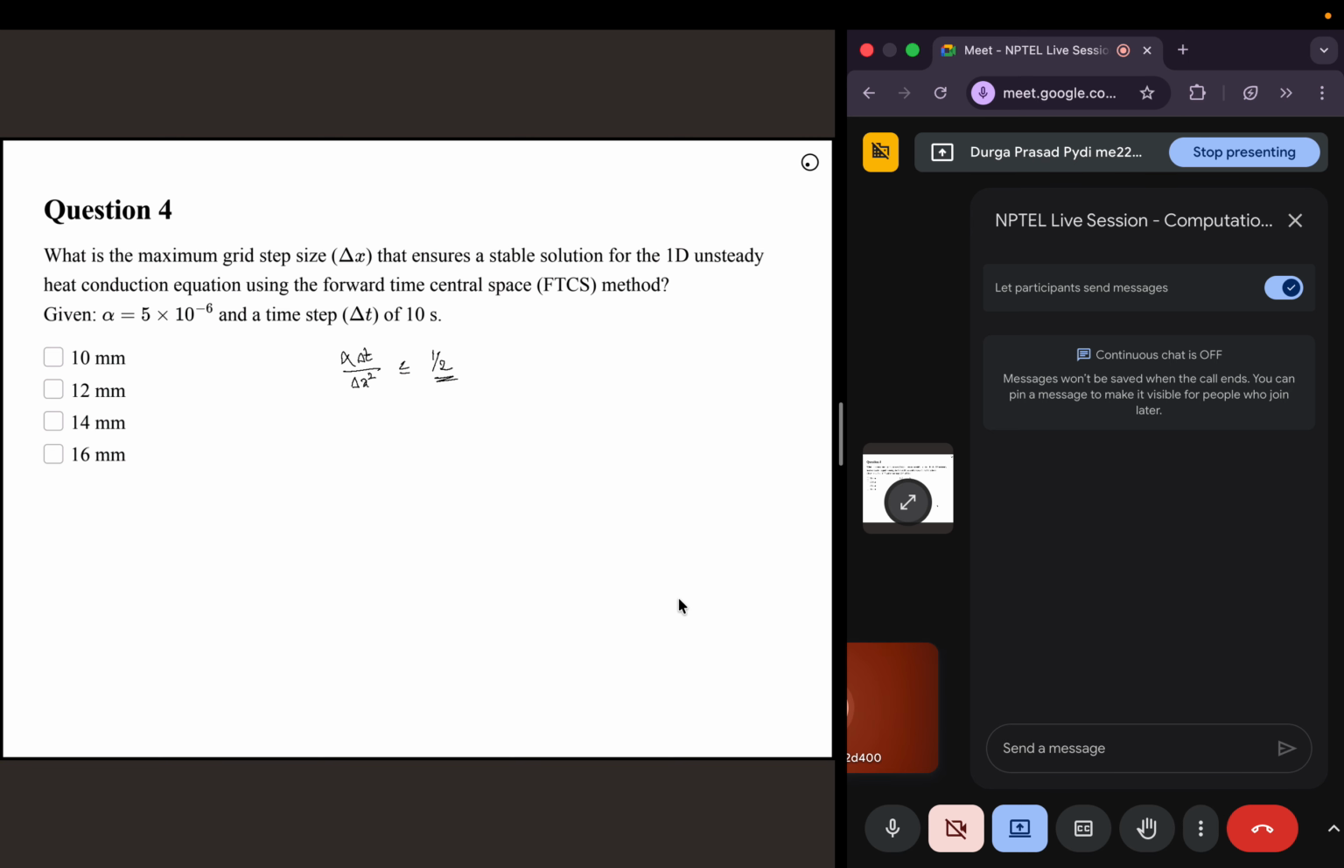In general, if you don't want to remember anything, you can derive the finite difference equation, and we will discuss how to get this stability in week 7. There is something called von Neumann analysis, but the idea here is simple. As you keep iterating, as you keep marching in time, the value of the error should not increase, or the value should not keep on growing. So for this problem, you can just substitute these values. We have 5 into 10 power minus 6, less than or equal to half.